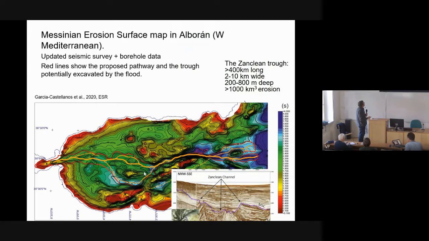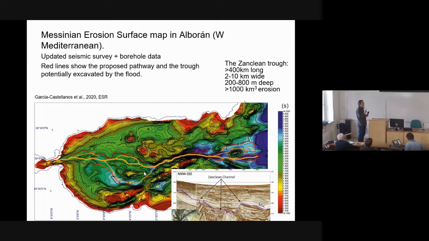I'm not showing these seismic lines, but this would be a compilation of this Messinian erosion surface over the entire Alboran Sea. So this is Spain here, or Iberian Peninsula, and Morocco. And this would be one of the seismic surveys across this position. So this is the typical configuration of this erosion channel that we describe along the Alboran Sea. It's a trough, an erosive trough, about 400 kilometers long, 2 to 10 kilometers wide, and several hundred meters deep. And altogether, it makes more than 1,000 cubic kilometers of erosion.